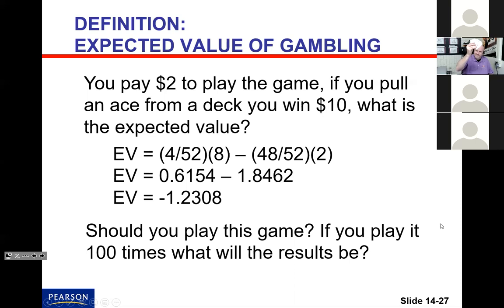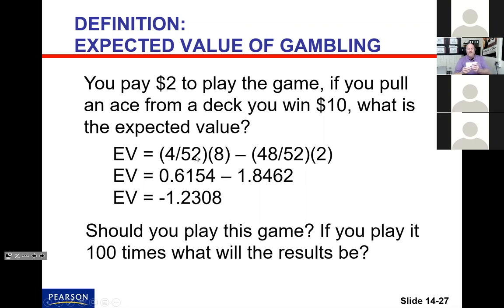Alice, you got your mic on, say it. Well, how many aces are there? 4. Out of how many in total? 52. Okay, so that is your probability of winning. So right here you can see where it says 4 out of 52 is your probability of winning.